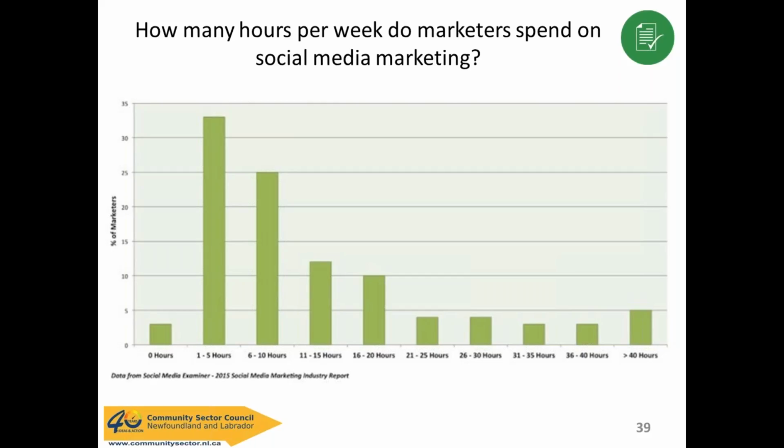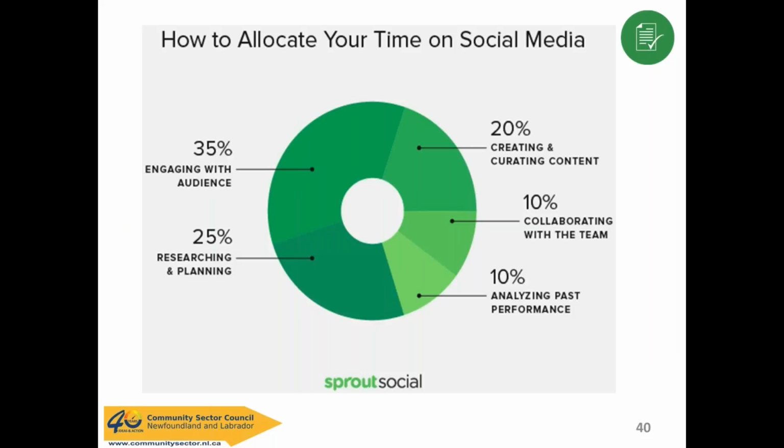And how many hours a week do marketers spend on social media marketing? Well, the Social Media Examiner had a 2015 social media marketing industry report, and they found that about 34% of marketers spend 1 to 5 hours on their social media. However, 25% spend 6 to 10 hours, and about 12% spend 11 to 15 hours. So as you're looking at this chart, maybe you're thinking about how many hours your organization spends. And of course, you'll know based on your organization what is the right amount of time for you.